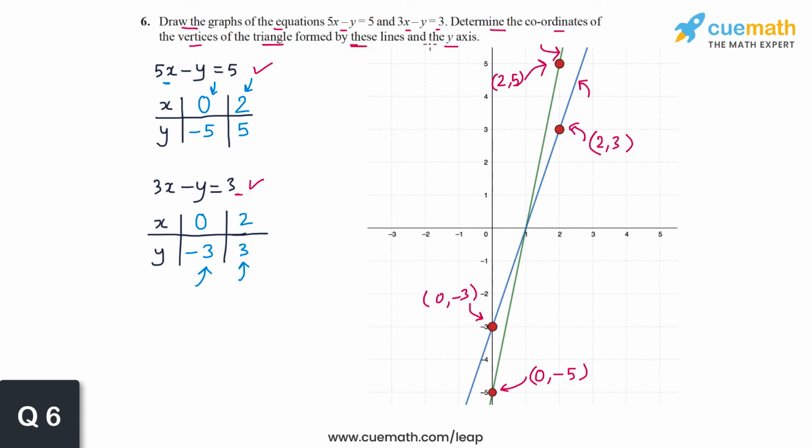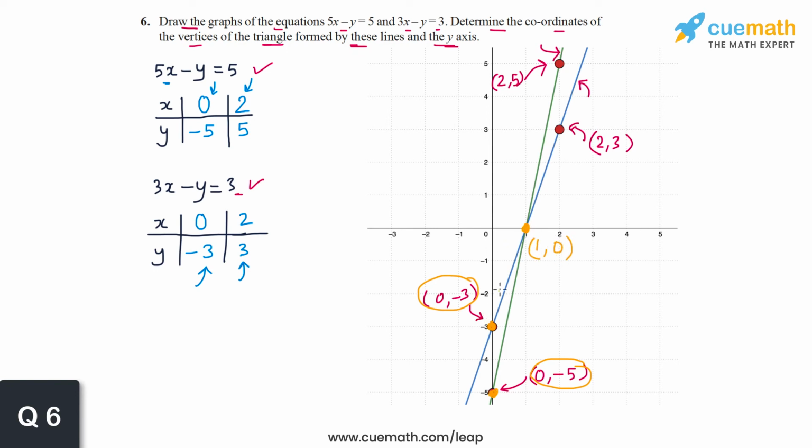So with that we've plotted the lines, and now let's find out the coordinates of the vertices of the triangle formed by these lines and the y-axis. So what are those coordinates? One is this point 0 comma minus 3, this point here. Then one is this point 0 comma minus 5, which is this point here, and then one is this point, which is 1 comma 0.